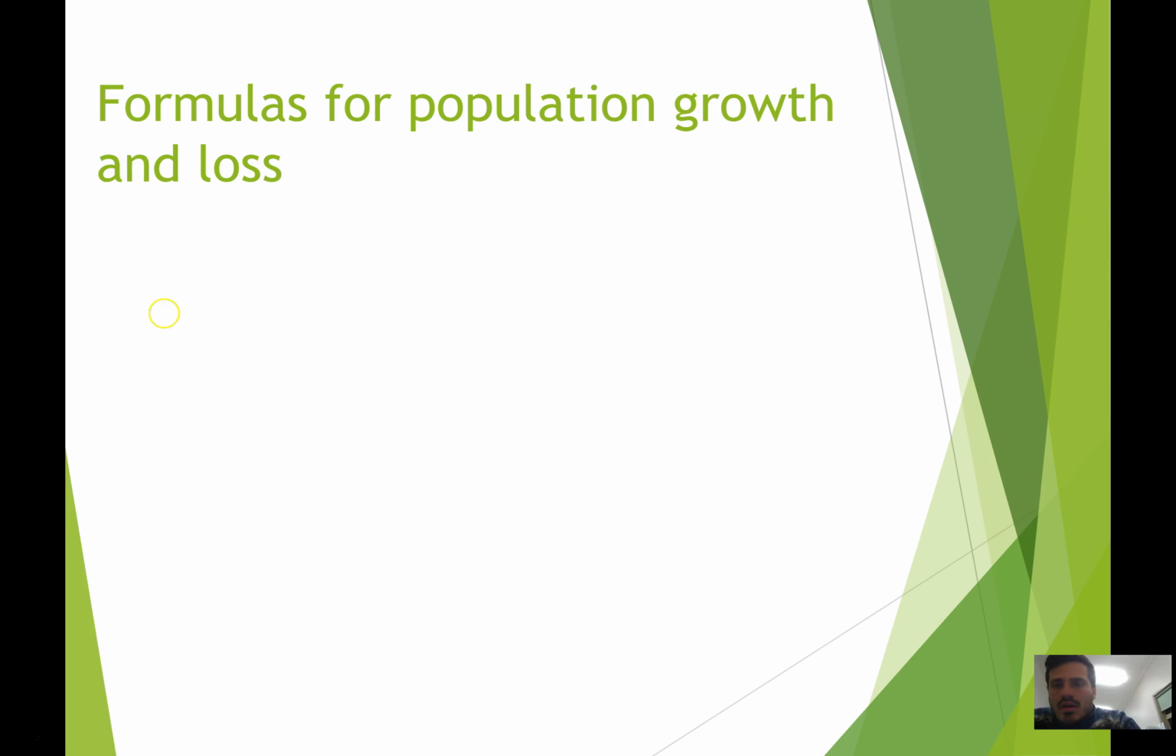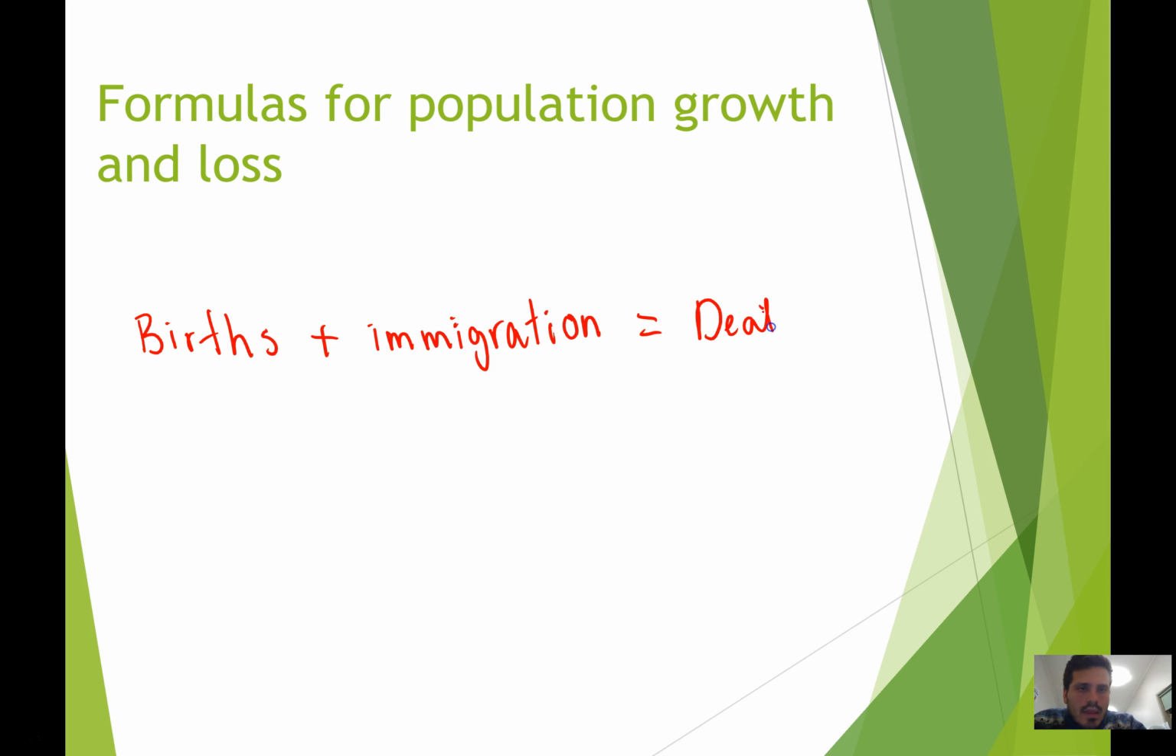All you have to do is go that births plus immigration will equal deaths plus emigration. So in this example, you're going to have a stable population because births and immigration will equal deaths and emigration.